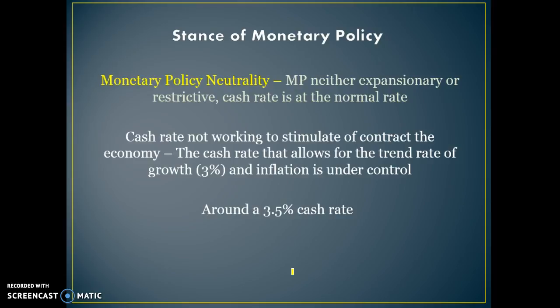Neutral policy is when monetary policy is neither expansionary nor restrictive and the cash rate is at its normal rate. We generally consider the cash rate at around 3.5% to be monetary policy neutrality. And that's actually gone down in the last 5 or 6 years, and I'll talk about why in a second. But monetary policy neutrality is when monetary policy is neither trying to be expansionary or restrictive.